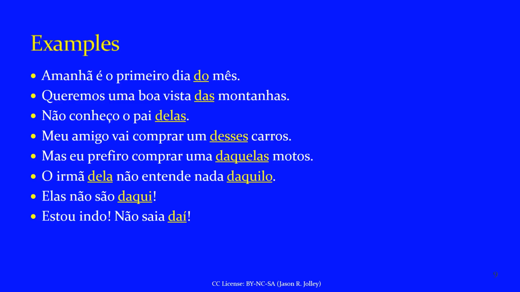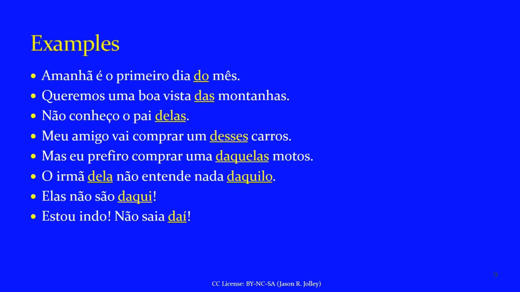Queremos uma boa vista das montanhas, of the mountains, das montanhas. We want a good view of the mountains. Queremos uma boa vista das montanhas. Não conheço o pai delas, meaning the girls, as meninas, their father. Não conheço o pai delas. Or, meu amigo vai comprar desses carros, one of those cars. My friend's going to buy one of those cars. Desses carros. Mas eu prefiro comprar uma daquelas motos. I prefer to buy one of those.